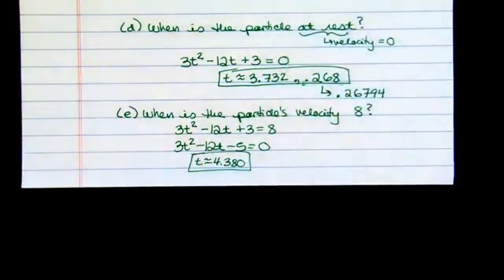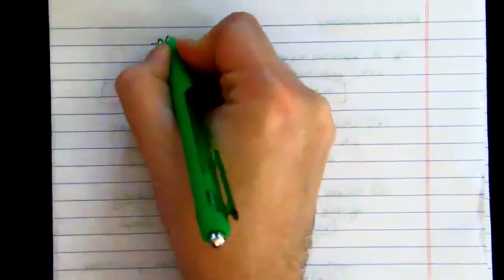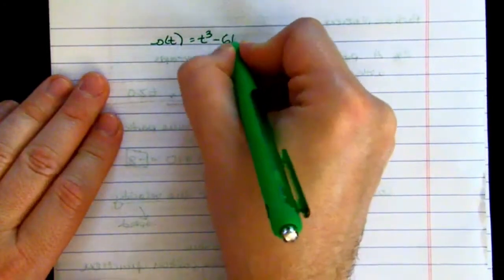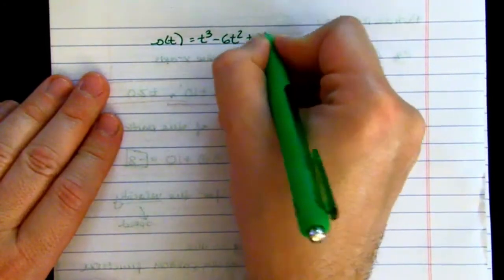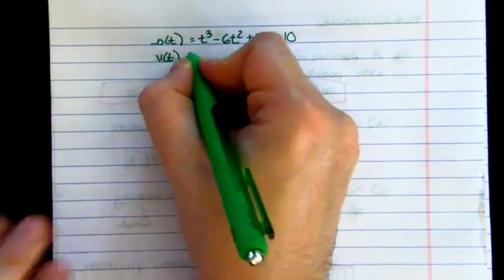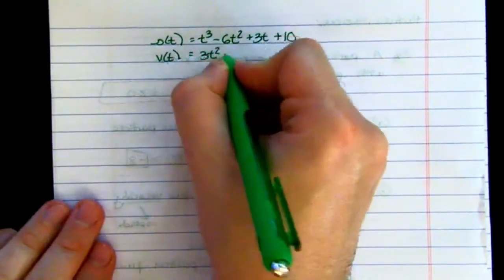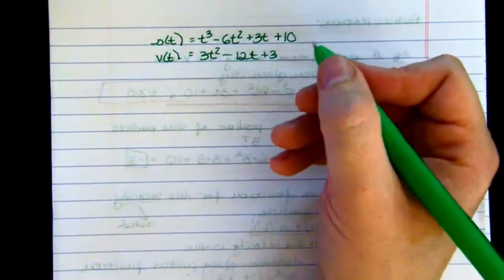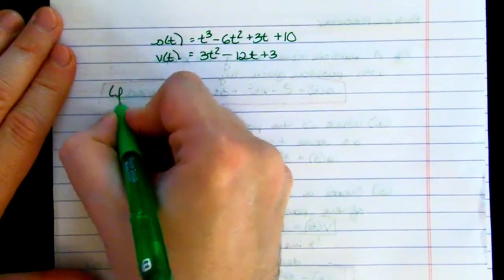Let me show you one more example of this. And I need my functions on this page so I can see what's going on. I have my position, which is t cubed minus 6t squared plus 3t plus 10. And I have my velocity, which I calculated to be 3t squared minus 12t plus 3. We're going to call this part f.